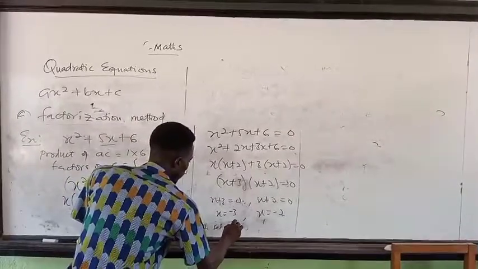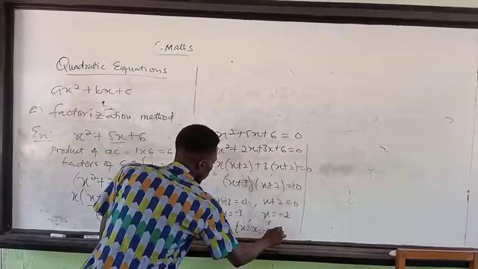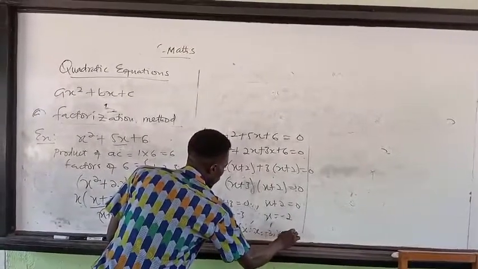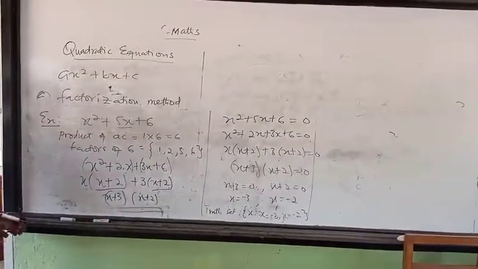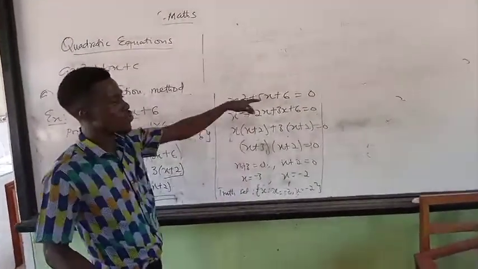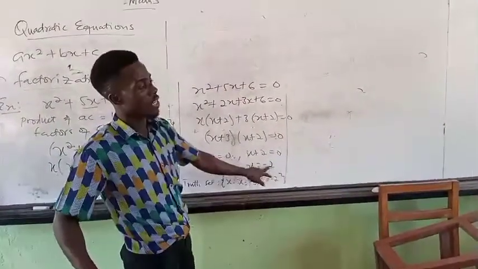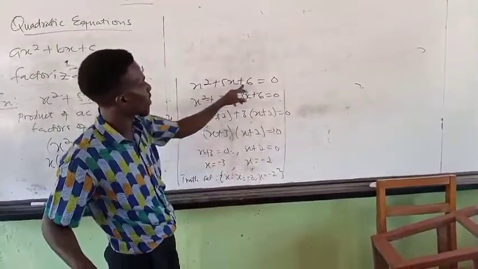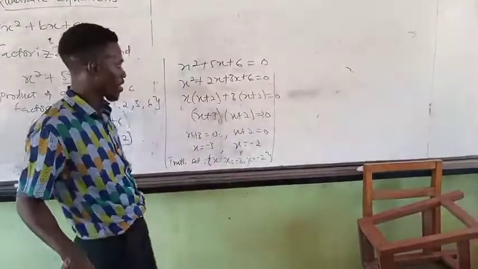For the truth set, x is such that x is equal to negative 3, x is equal to negative 2. That's when you have to find the truth set. But when the question is find the values of x that will make this equation true or make this equation equal to 0, it's negative 3 and negative 2. Now this thing means that when you put negative 3 here, you get 0. When you put negative 2 here, you get 0.